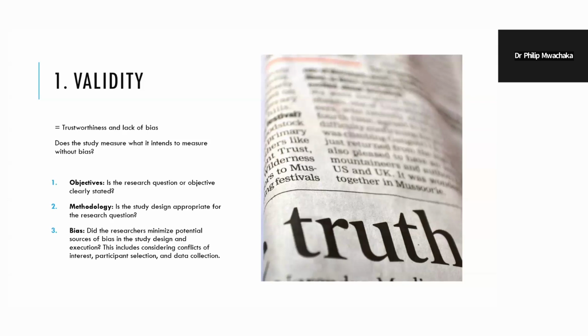And these are the things that can help you assess validity of the research paper, like the research objectives. So is there a research question? And are there objectives that are clearly stated? Most of the time you get this when you're looking at the abstract, as well as the introduction or the background section of the article.